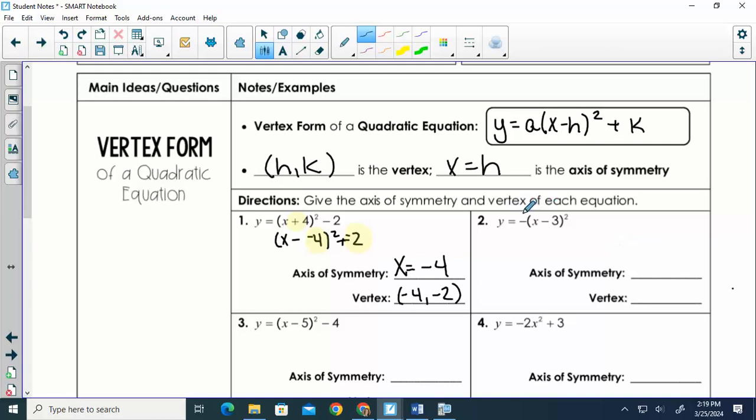All right, number 2, the vertex. The vertex is (h, k), so we have the x minus 3, so the x value of the vertex is just positive 3. Do I have anything added on the end? So if there's nothing there, it's like a 0. So our vertex is positive 3, 0. What's the axis of symmetry? X equals 3.